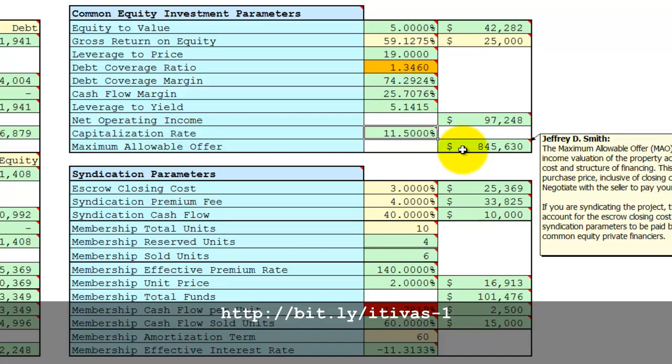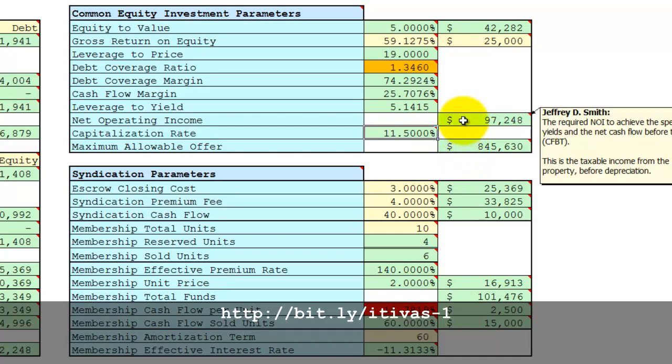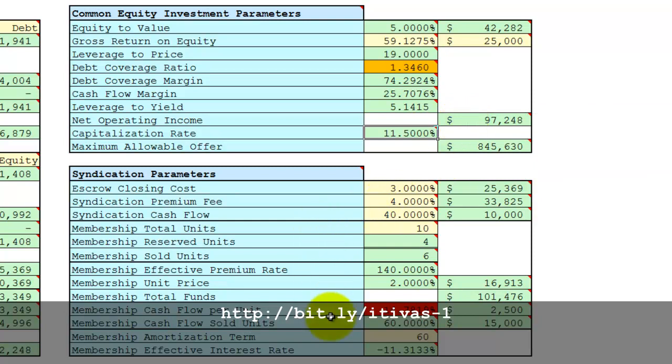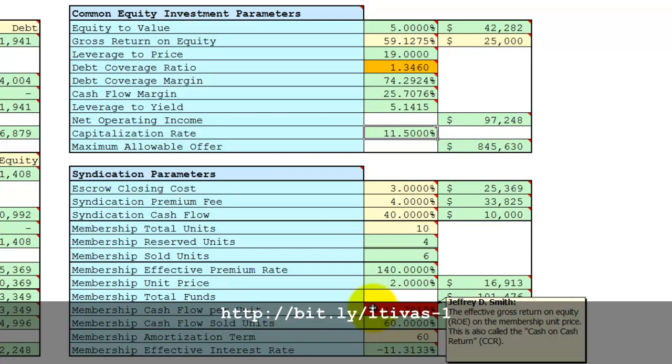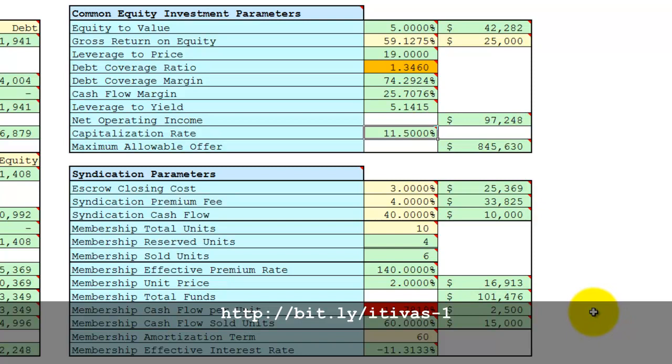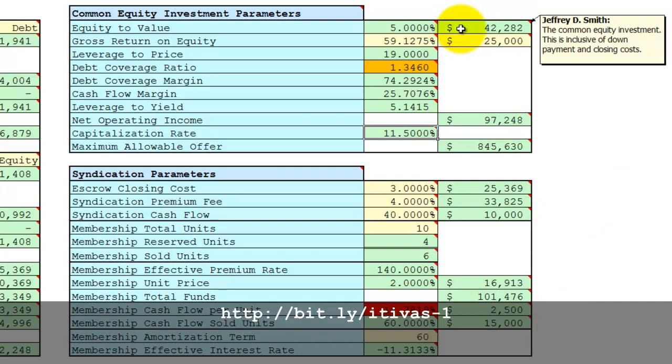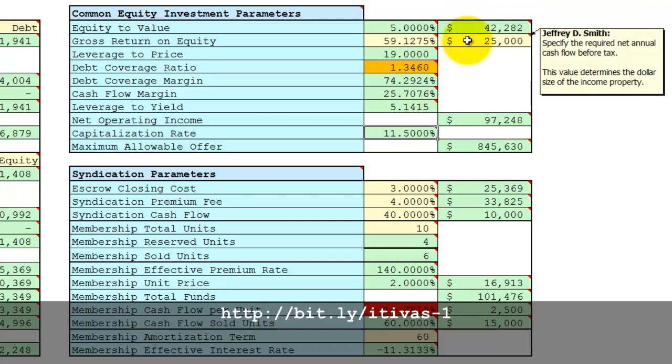now $845,630, and the net operating income must be at least $97,248. We can see here from the syndication parameters that the cash flow per unit, the yield, has gone below 15%. It's 14.78%. It's flagged in red as this is a very low yield on this investment, and therefore it's not a good investment for syndication. It's a great investment if you're investing the entire $42,282 of your own money to generate $25,000 per year in cash flow.